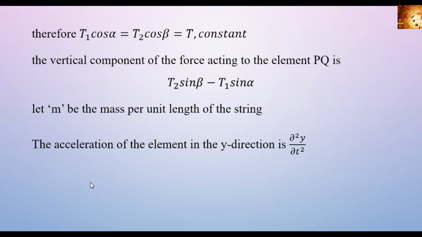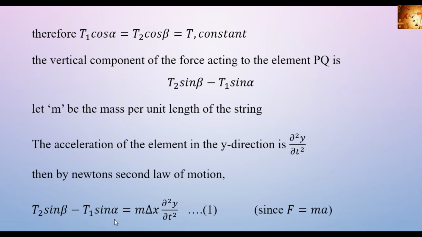Now, by Newton's second law of motion, it's stated as F is equal to mass into acceleration. So here the force is T2 sine beta minus T1 sine alpha. Therefore T2 sine beta minus T1 sine alpha is equal to mass into acceleration. Here mass is m into delta x and the acceleration is dou square y by dou t square. Equation number 1. Next we are going to divide this equation 1 by the horizontal components.